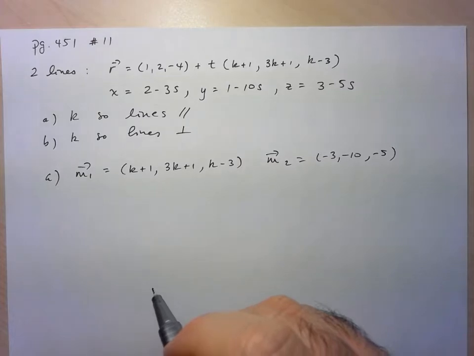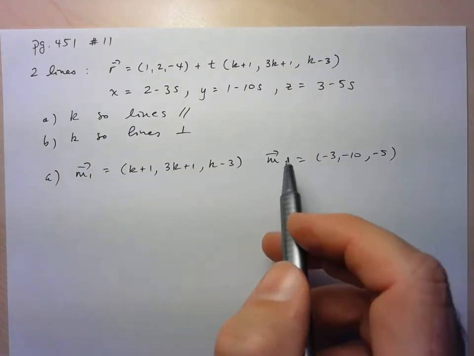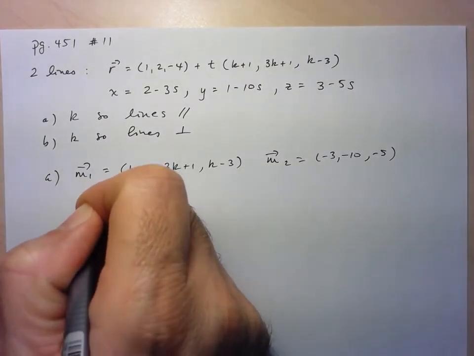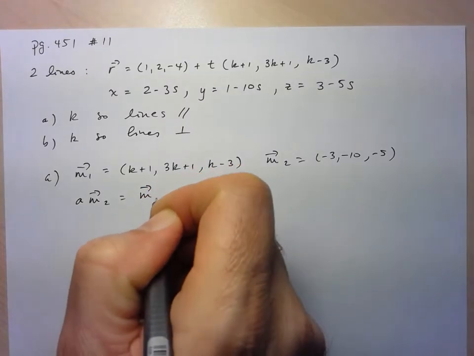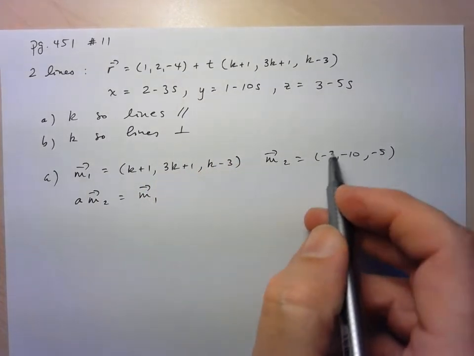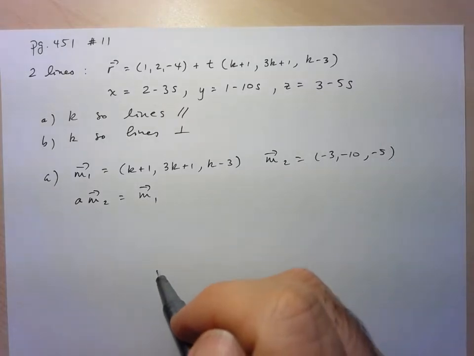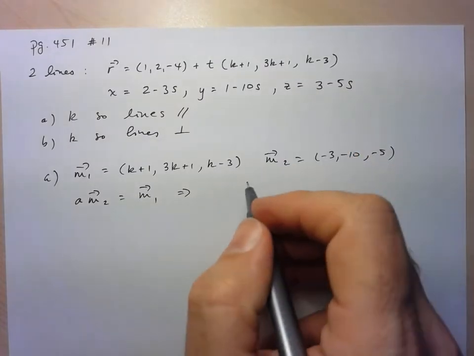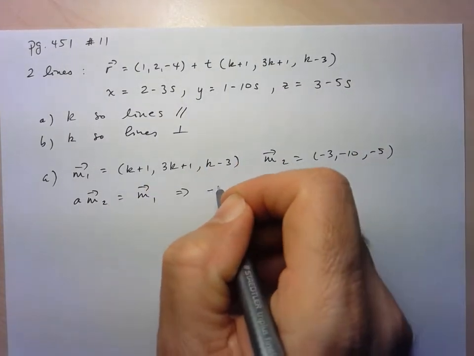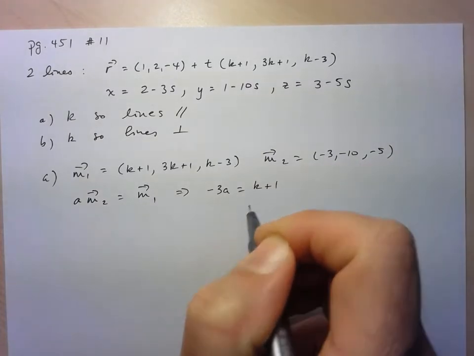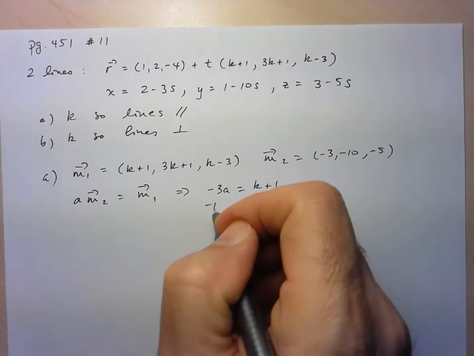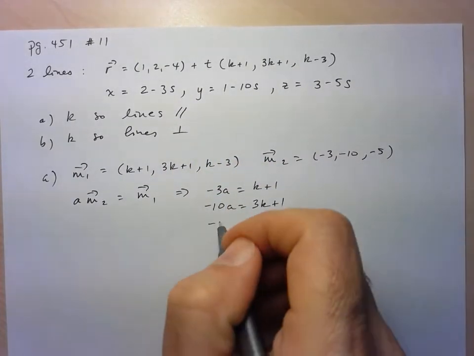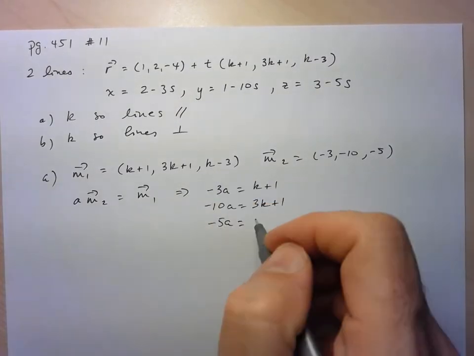Okay, so in order for two vectors to be parallel, we need them to be scalar multiples of each other. So there's going to be some a value, and I'll use a since k has already been used, such that a m2 is equal to m1. I think it's easier to multiply a to this one here, which only has numerical values. So if I have -3 times a, that's got to equal k plus 1. -10 times a has to be equal to 3k plus 1, the y component, and -5a has to be equal to k minus 3.